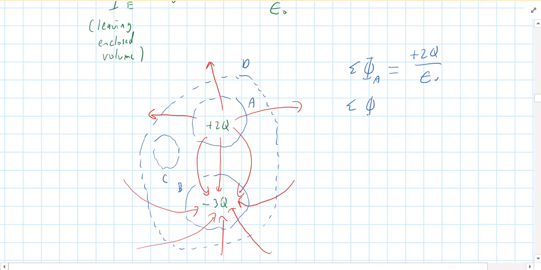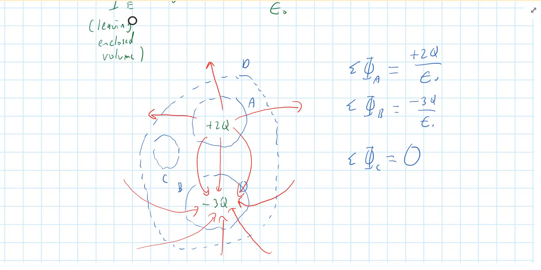How about the net electric flux leaving surface B? What charge is inside of there? It's negative 3Q over epsilon naught. And notice that it is indeed negative because field lines are entering that surface. How about the net electric flux leaving surface C? How much charge is inside surface C? There isn't any. So the net flux leaving surface C would be 0.